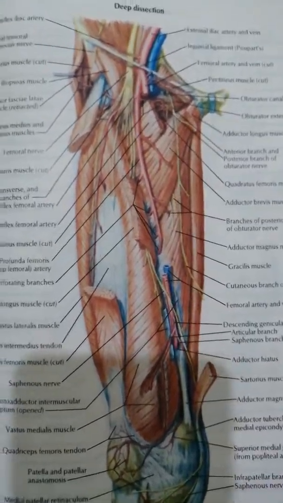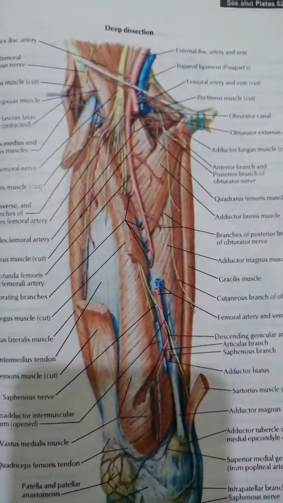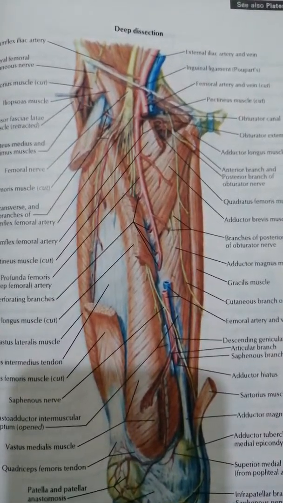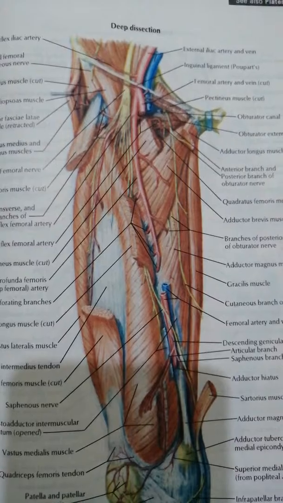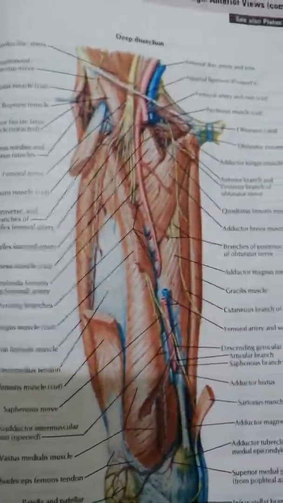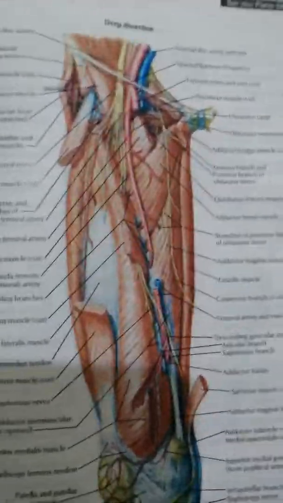Hey guys, this time we will be talking about the Profunda femoris. Now, the Profunda femoris artery is the largest branch of the femoral artery, and I will point out both these structures in this diagram. Now, this is basically an anterior view of the thigh.